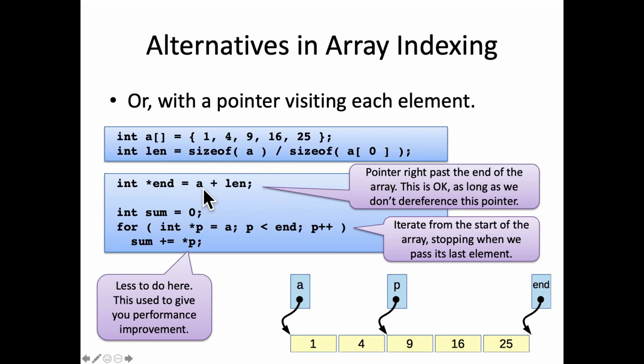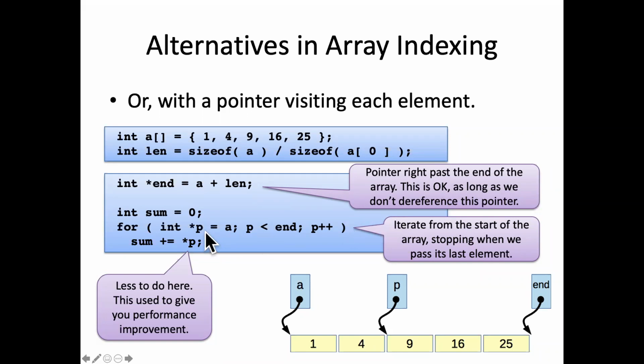A evaluates to a pointer to the first element in the array. And then if you move 5 elements ahead, it should be a pointer pointing right past the end of the array. I probably mentioned this last time. You don't want to dereference that pointer. You can use it to compare with other pointers, but since it really points off the end of the array, you shouldn't be trying to look at or change the memory that it points to. But we can use it as an end marker like I'm doing here.